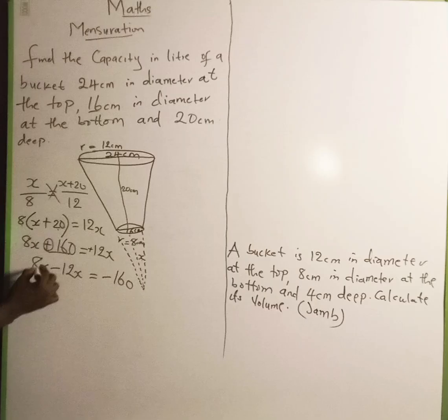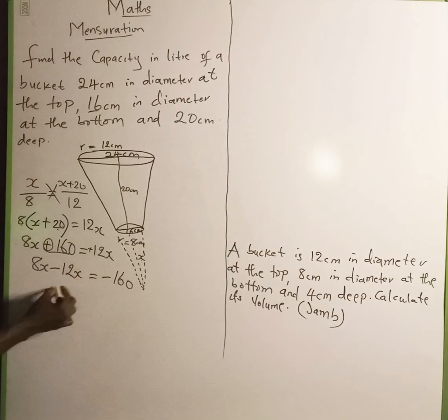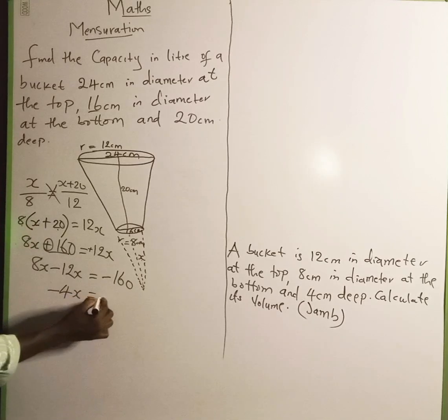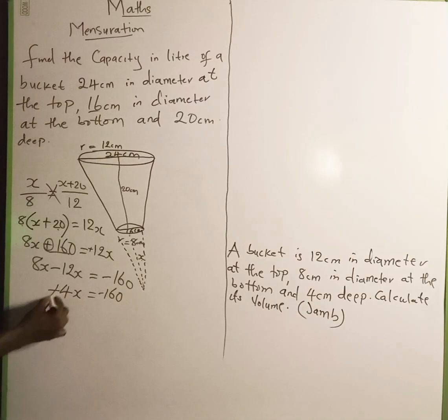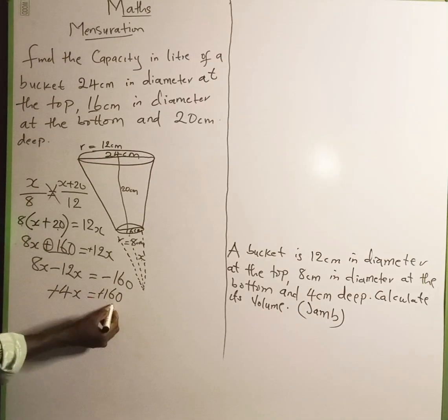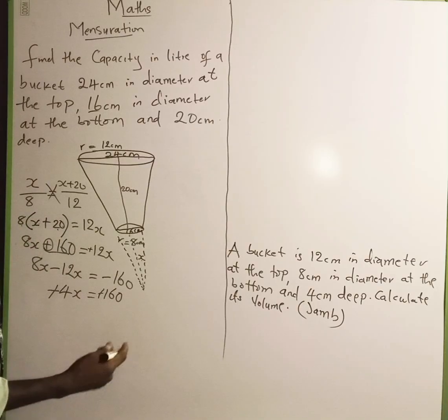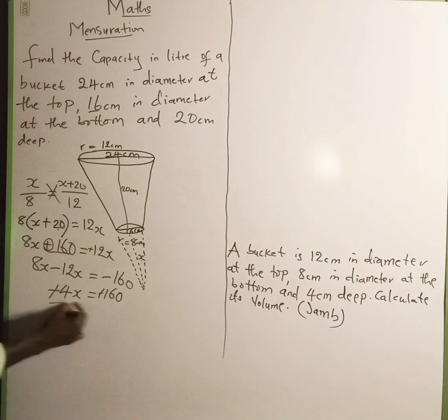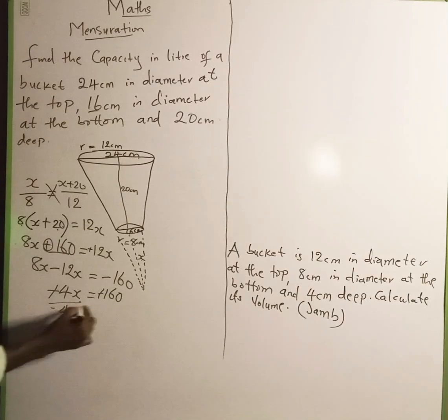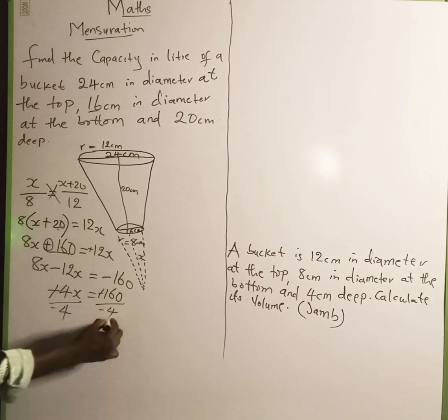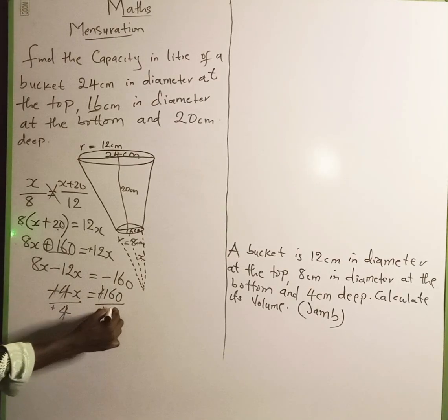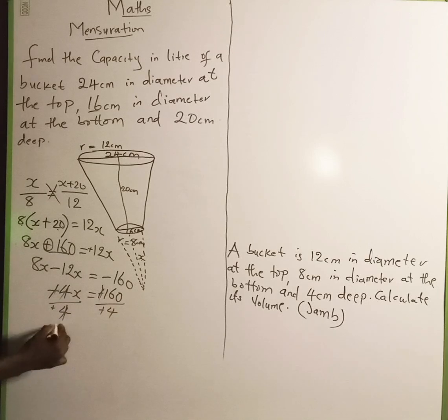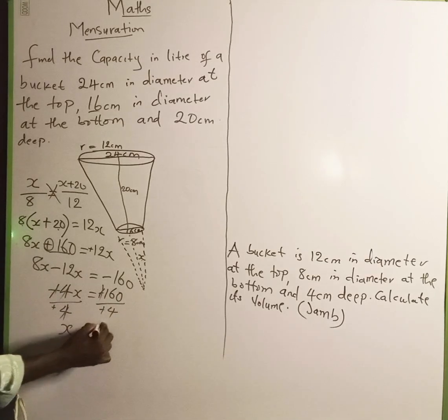So when you subtract 8x minus 12x, it will give us minus 4x, which is equal to minus 160. So minus will cancel minus. Divide both sides by minus 4. When you divide by minus 4, this minus will cancel this minus, and this 4 will cancel this 4. So 160 divided by 4, x will be equal to 40.